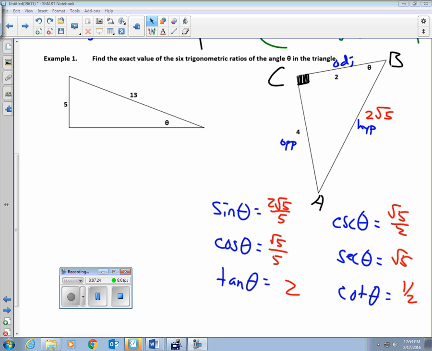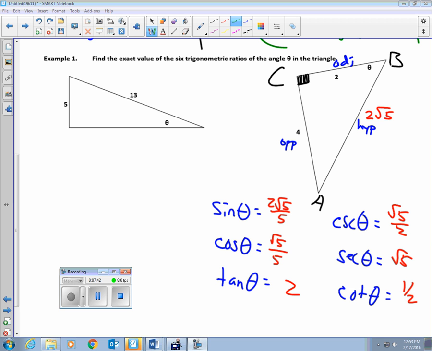Okay, somebody better ask a question because I know not everybody got those. So which one do you want to look at? Which one of the 6? How do you simplify them so fast? Practice over time. So I'll show you, for example, cosecant.